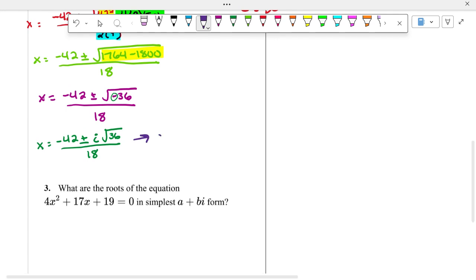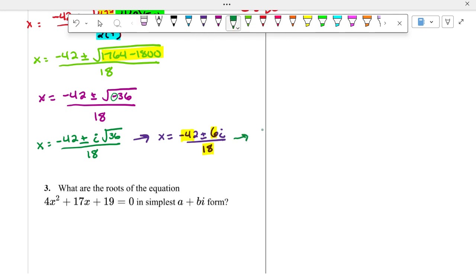So x equals negative 42 plus or minus, what's the square root of 36? 6. So 6i all over 18. Now, can't all three of these numbers be divided by the same number? Yes. What number is that? 3, go bigger. 6. All right, now if you did it by 3, that's fine. You just have to simplify it again.